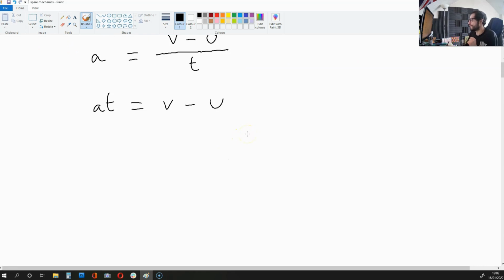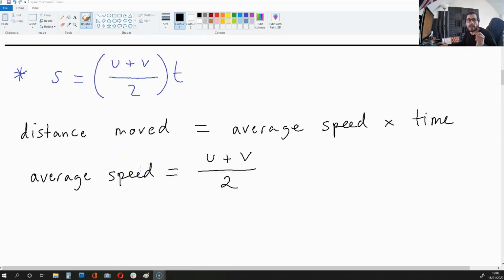What we then do is add U to both sides of this equation. And if we do that, we end up with V is equal to U plus AT. Okay, that is, the final velocity is equal to the initial velocity plus acceleration multiplied by time. So let's move on to the second equation. That is, S is U plus V over 2 times T.